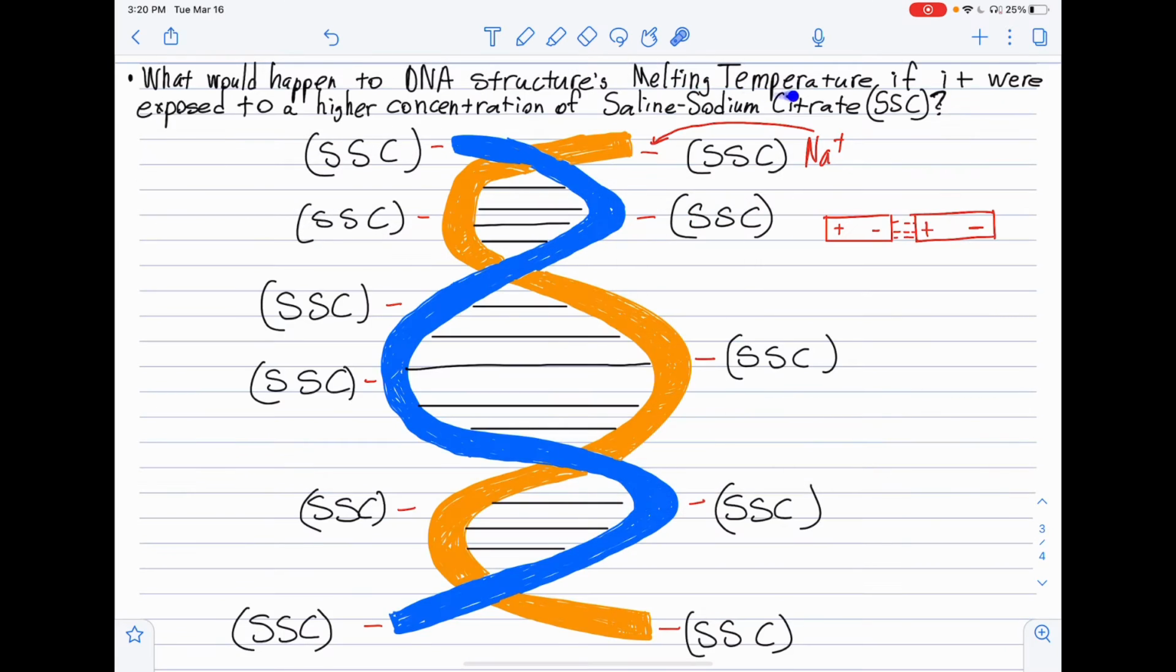What happens to the melting temperature of DNA structure if it were exposed to a higher concentration of a saline sodium citrate buffer? The backbone of DNA is negatively charged because of the presence of phosphate ions, and saline sodium citrate has a positive sodium that's going to bind to the negative backbone. This will therefore strengthen the structure of DNA and cause an increase in the melting temperature needed. Think of it almost as 2 magnets that need a positive and negative side to bind.